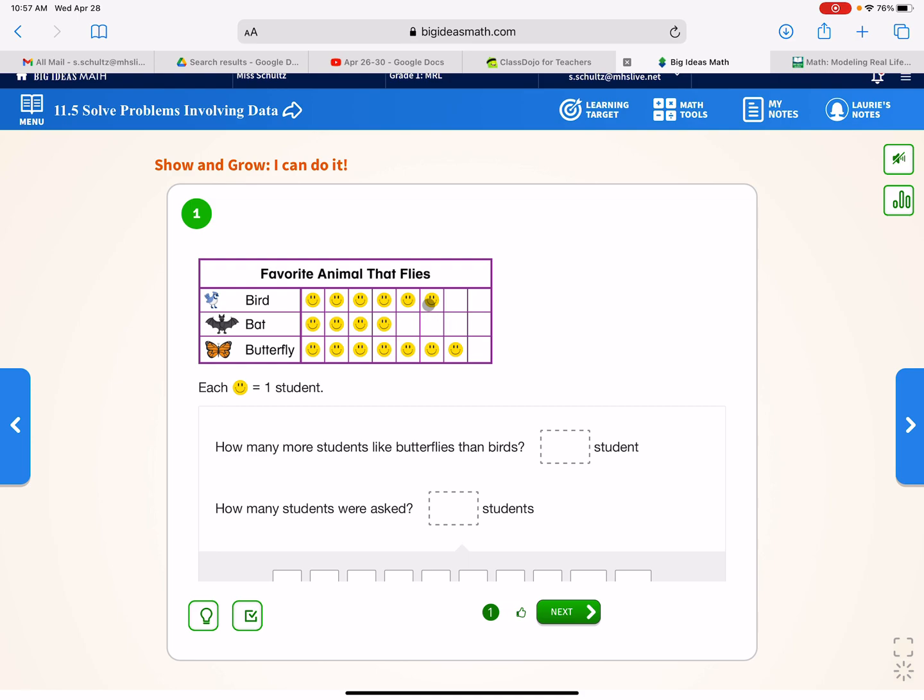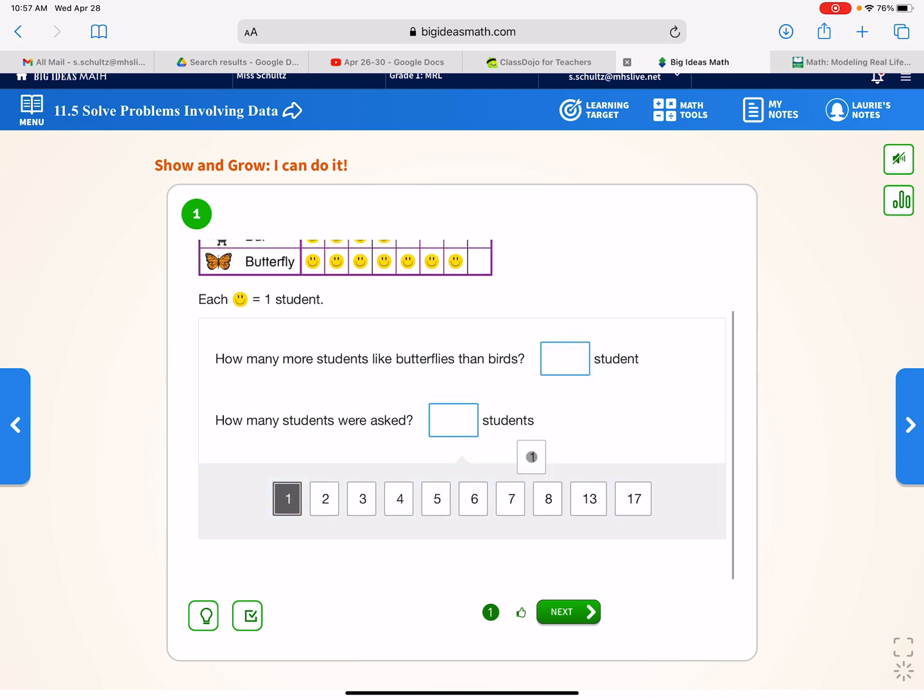But in the future, whenever you are doing math problems like this, always look at the key, because for picture graphs, it's not always going to be equal to 1. It could be a different number. So it's very important to look at the key before you do anything else. We do have one student for each smiley face. So how many students like butterflies? We have 1, 2, 3, 4, 5, 6, 7. We have 7 students that like butterflies. And then how many for birds? We have 1, 2, 3, 4, 5, 6 for birds. If we hold up 7 fingers and then take away 6, how many would we have left over? We would just have 1, because if you take away 6 from 7, you get 1.